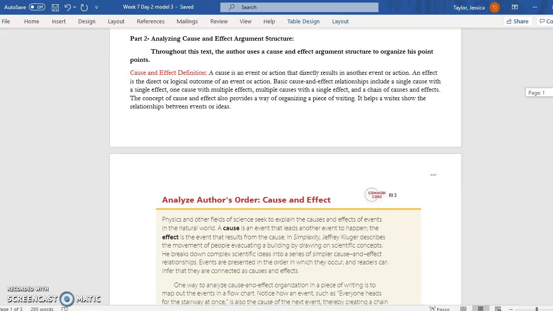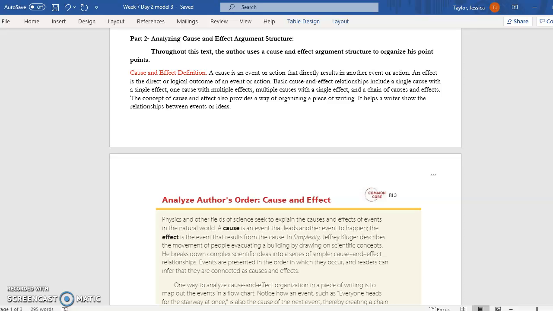So in part 2, I give you a detailed definition of what a cause and effect argument is. That is the main structure that the author uses here to support his main points. So to give you an audio understanding, a cause is an event or an action that directly results in another event or an action. An effect is the direct or logical outcome of an event or action.